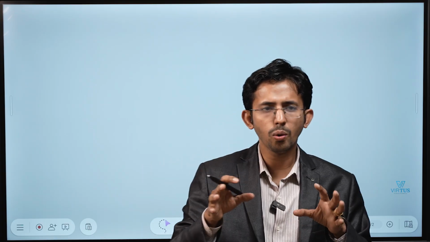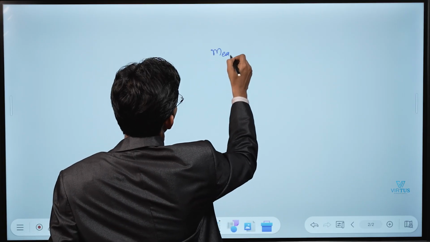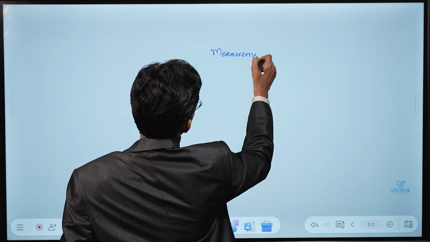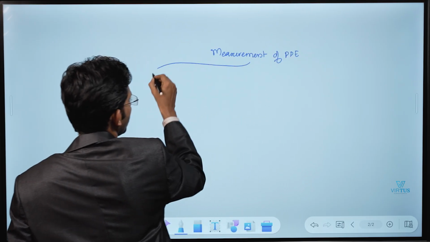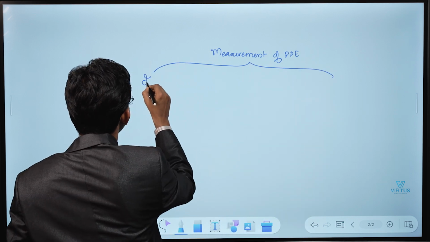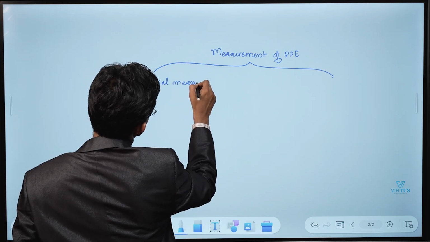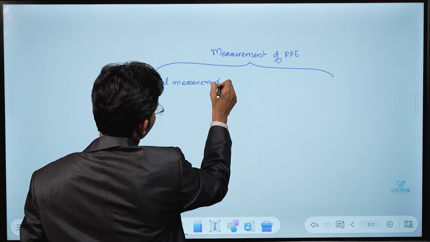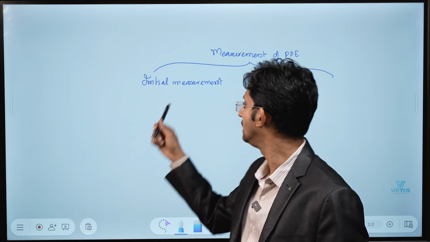So friends, now we are going to see what are the measurement criteria applicable under Ind AS 16. Measurement of PPE. There are two types of measurement. One is the initial measurement. What do you mean by initial measurement? When you decide to recognize PPE at the first instance, how it has to be measured, that is initial measurement.